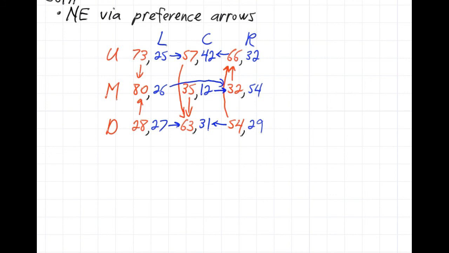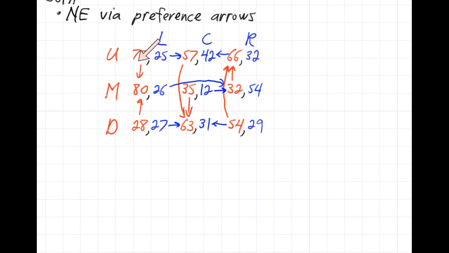We can find the Nash equilibria by simply looking for boxes where all the arrows point in, basically, because these are the locations where nobody prefers another outcome. I should say unilateral switch. So this does not qualify.